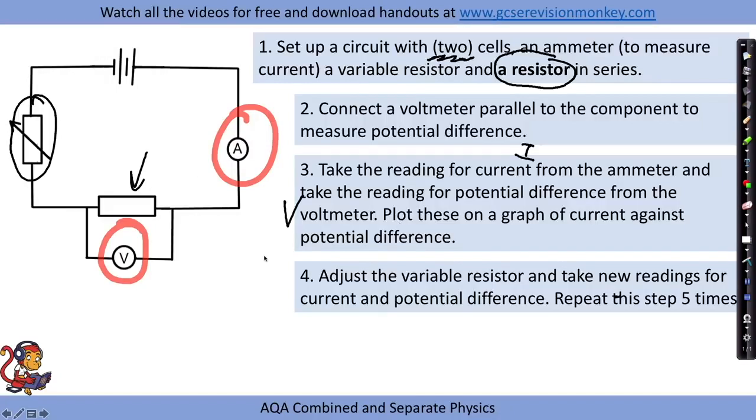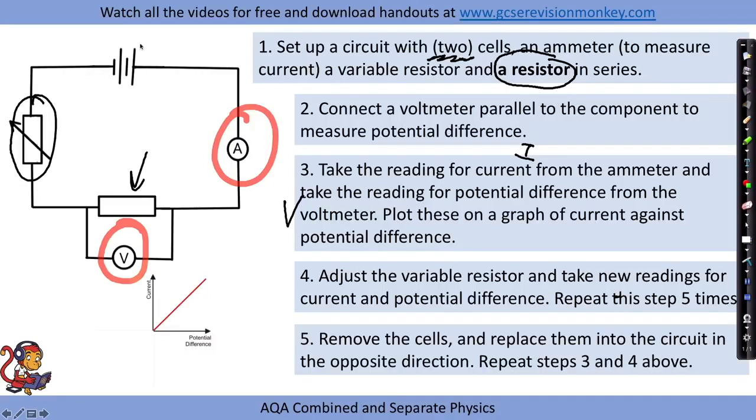Up to this point, we would have been able to draw this part of the graph, whereby we've taken readings for current and potential difference, and we've plotted them and drawn a line of best fit. However, we also need to get the negative region of the graph, so we do that using the next step, which is to remove these cells and to replace them into the circuit in the opposite direction. And then we repeat steps 3 and 4 above.